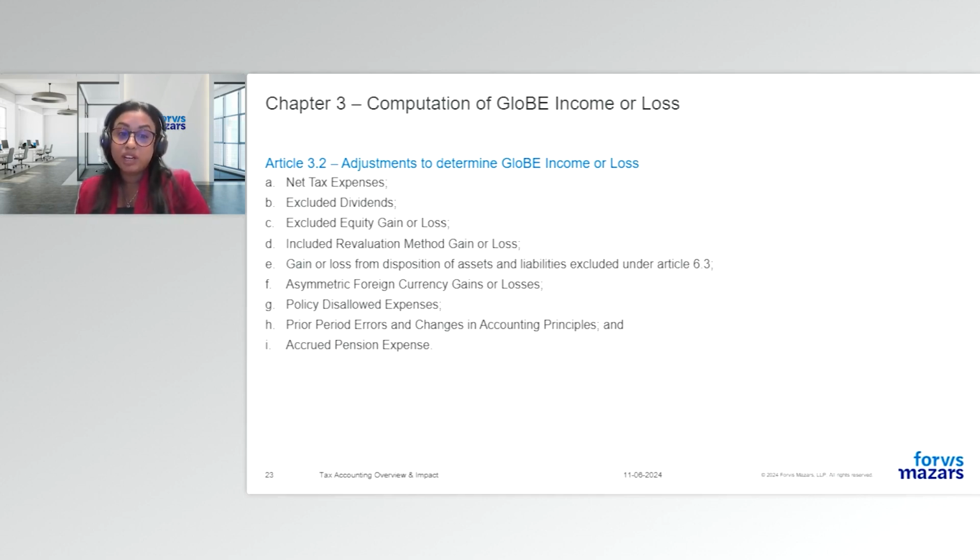Temporary differences are addressed in Chapter 4, the adjusted covered tax chapter. To the extent an adjustment required by Article 3.2 excludes an amount of income from the GloBE income or loss computation, any covered taxes associated with that income must also be excluded from adjusted covered taxes. I'm referring to Article 4.1.3, paragraph A in this respect. This is not different from calculating an ETR for the financial statements.